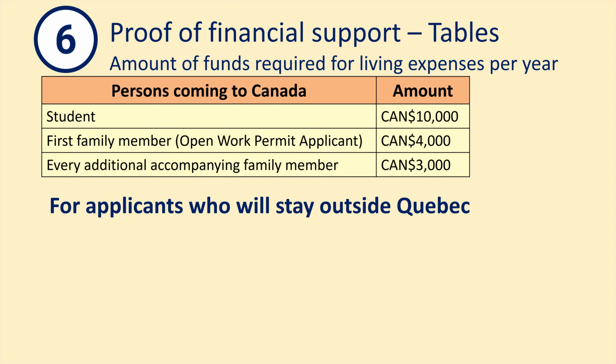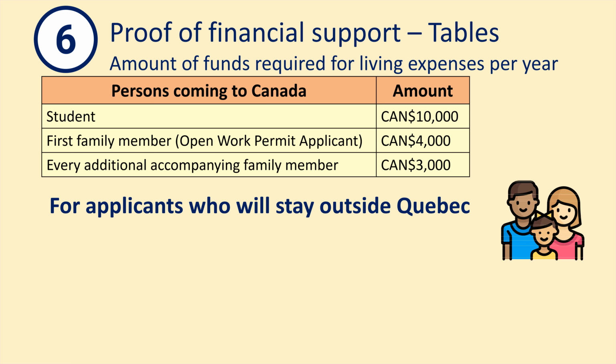Here is the table of the minimum required fund to cover the living expenses per year to support yourself and the family members who will come with you in Canada. This amount is for applicants who will stay outside Quebec. For example, if you are accompanying your partner and you have 1 child, you will need a total of 17,000 Canadian dollars for your living expenses for 1 year.